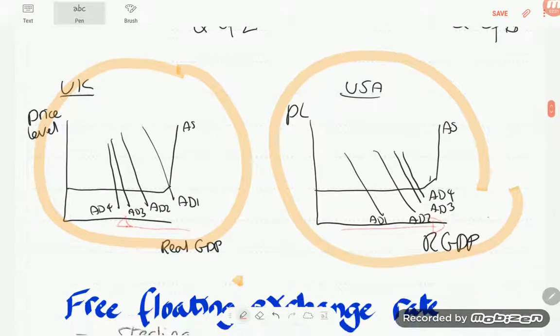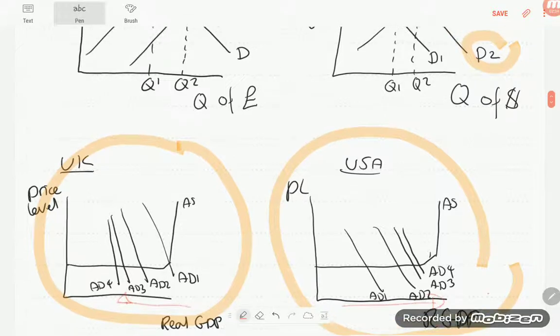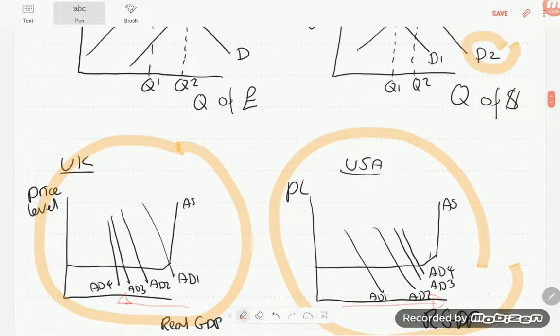This process will continue until the demand for the US dollar, or rather the demand for the Nike trainers, shifts to here. At this point, prices will become high. That is, there's inflation in the US. This will mean that American consumers now switch to importing British goods. This is because British goods will have a lower price level. So if you see at AD4, the price level is very low, whilst up here, it's extremely high.